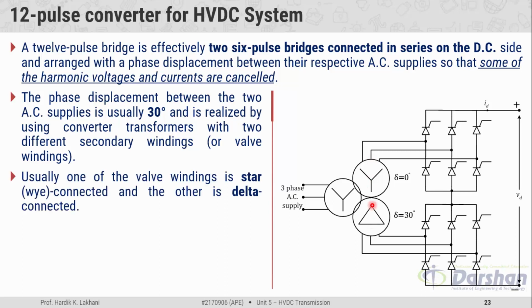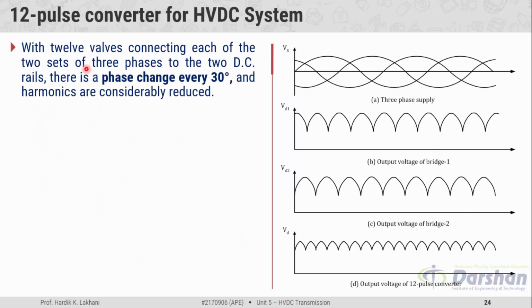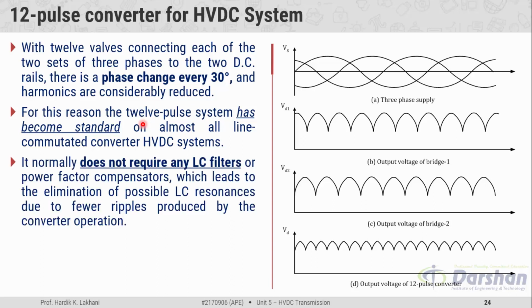One is star and the second is delta. So usually one of the valve windings is star connected and the other is delta connected. The star-star bridge produces a 6 pulse output and the star-delta also delivers a 6 pulse output voltage. With 12 valves connecting each of the two sets of 3 phases to 2 DC rails, there is a phase change every 30 degrees and harmonics are considerably reduced. For this reason, the 12 pulse system has become standard on almost all line commutated converter HVDC systems.